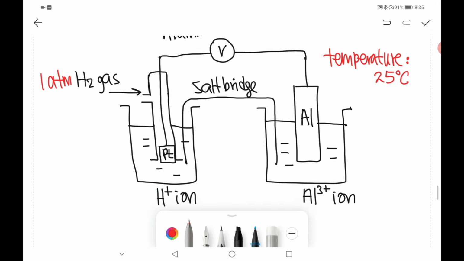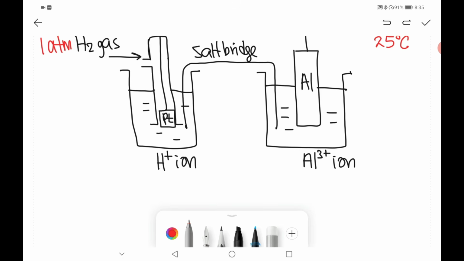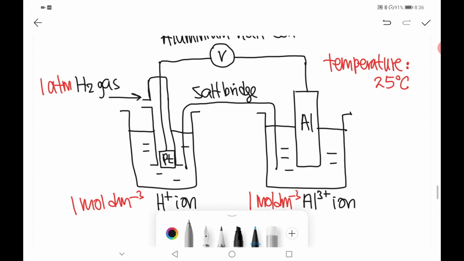Standard electrode, platinum, we have it already. Standard concentration: when we have a solution, we need a concentration. The concentration is 1 mole per dm cube. If you don't want to write 1 mole per dm cube, you can write 1 M. Both M or mole per dm cube are acceptable. So this is how you draw the diagram.